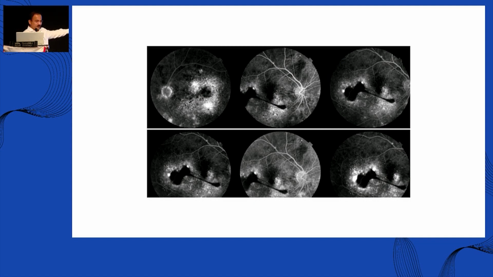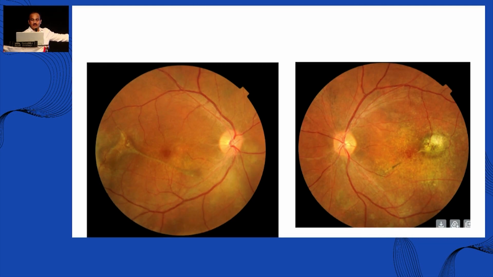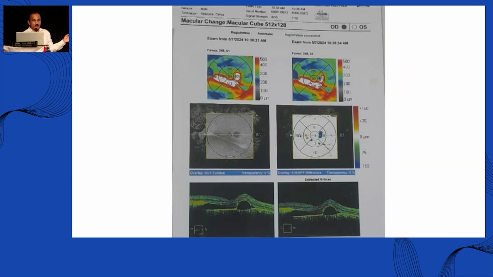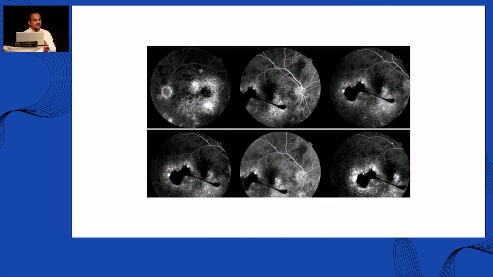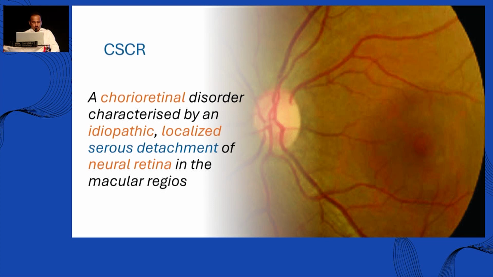In my opinion, I thought it was an inflammatory cause, an inflammatory serous detachment with multiple leaks. And the FFA shows very clearly a lot of leakage, which is not seen in this one. And then, okay, we'll move to the topic.